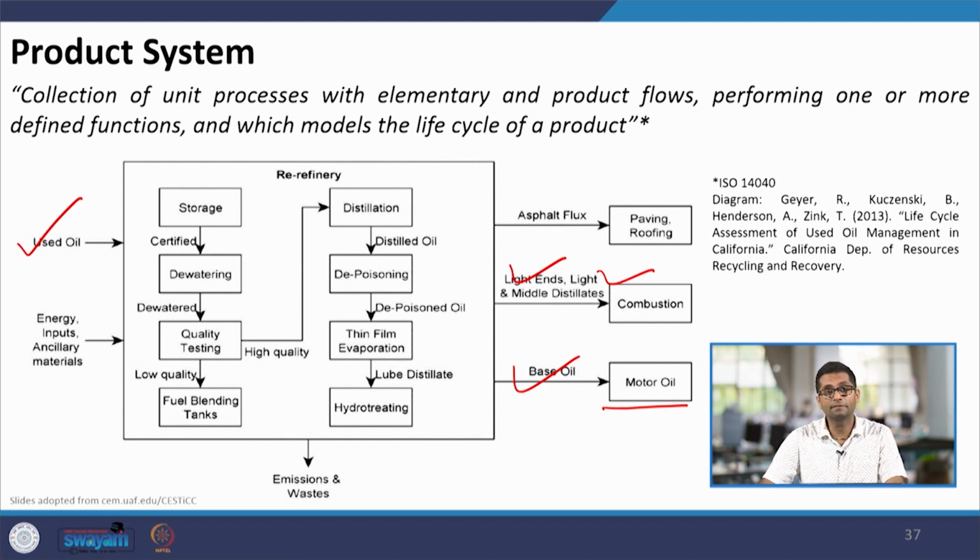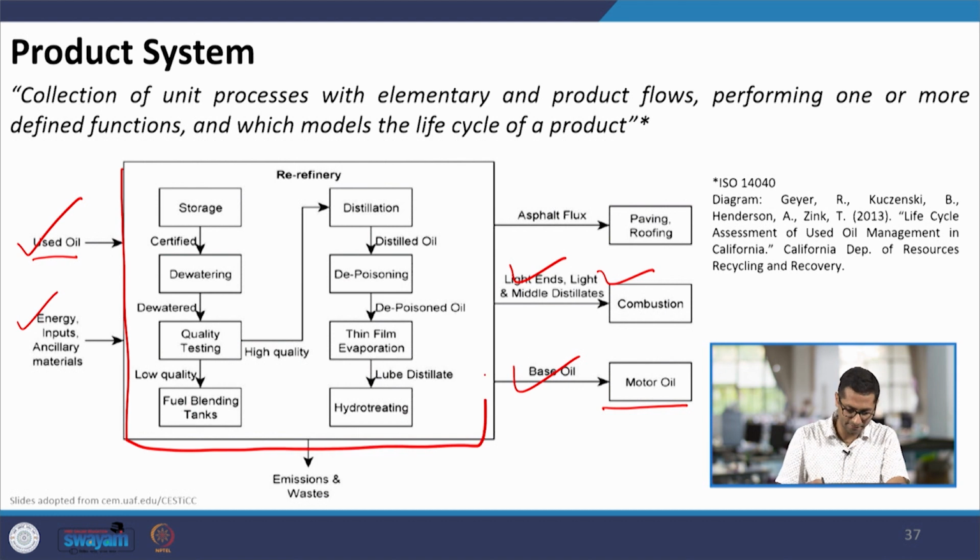But ultimately what is happening is you have the raw material in the form of used oil, as well as other inputs from nature and the technosphere, like energy in terms of electricity, or catalysts that might be entering. Then it goes through a series of conversions, basically dewatering, quality testing, distillation, depoisoning, hydrotreating, and that ends up in a series of products. What is important to understand here is the boundary that we have considered, and this is one of the important things when you do an LCA.